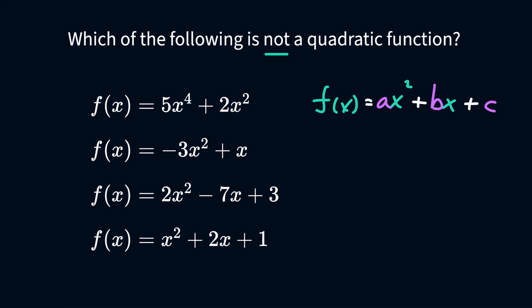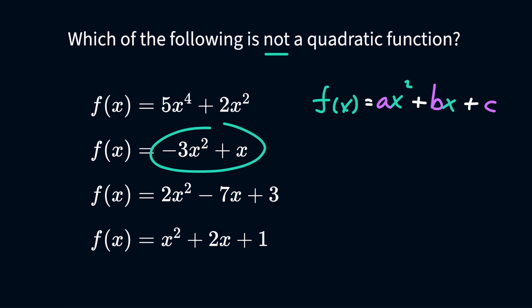So in my first choice, I notice that I have an x to the 4th power. Ooh, right away, no good. This is not a quadratic function. You cannot have a power higher than 2 in your variable. So that sounds really good as far as the answer. Let's just take a look at the remaining 3.